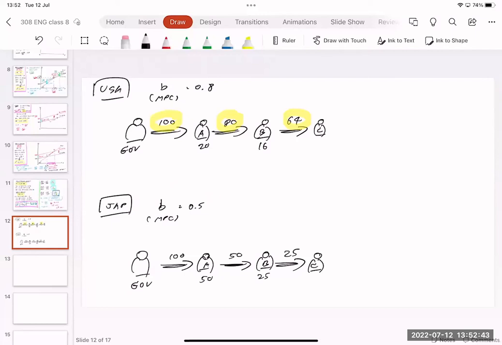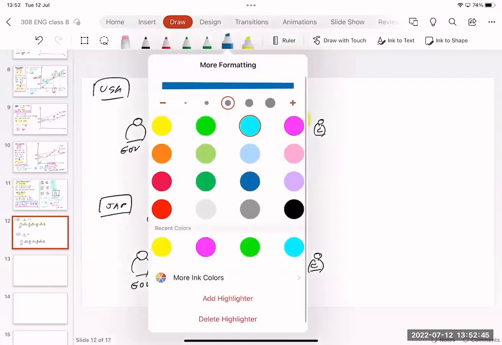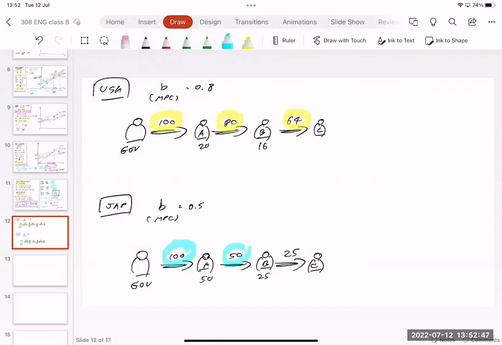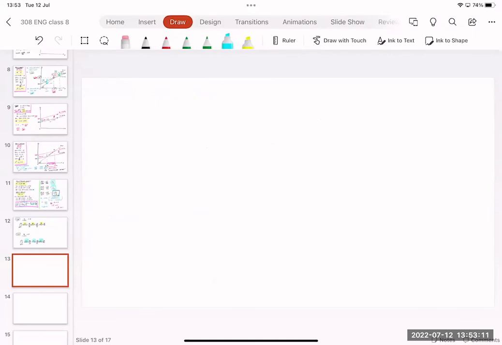So you can see here that the money that moves around the Japanese economy is less than in the USA, because people in Japan love to save more than spend. You see that? The amount of money that flows around the economy depends on the value of B, or the marginal propensity to consume. This is very important. How important? It affects the multiplier effects.